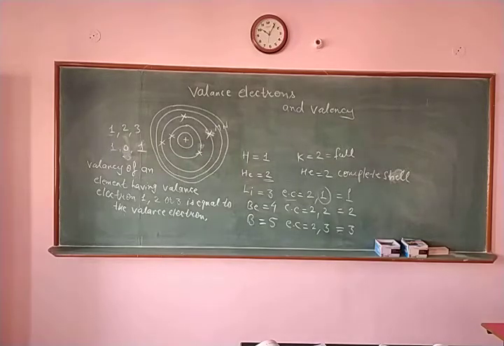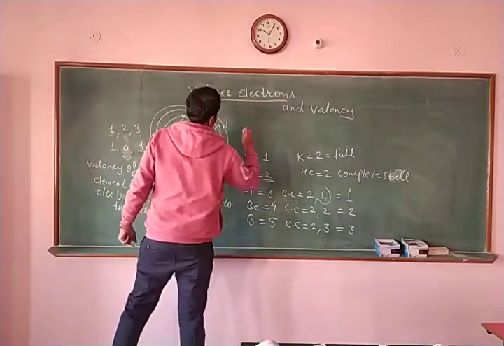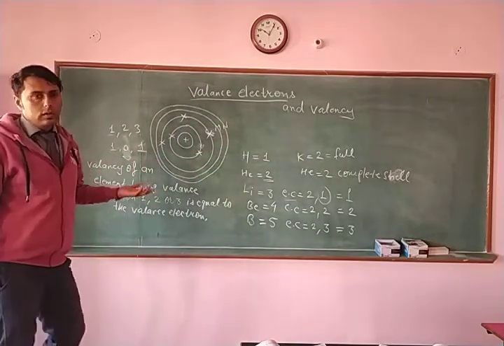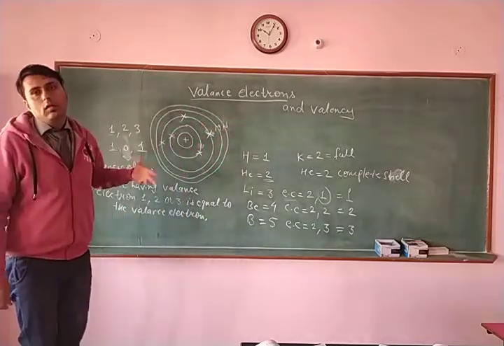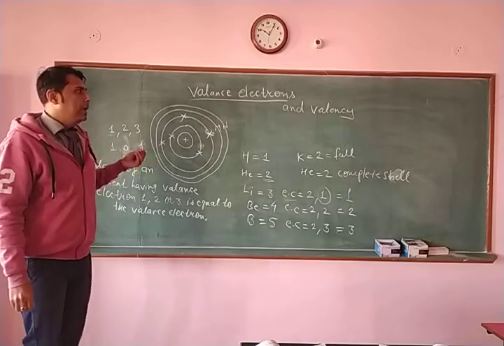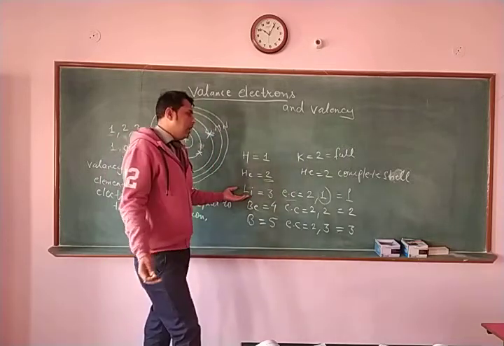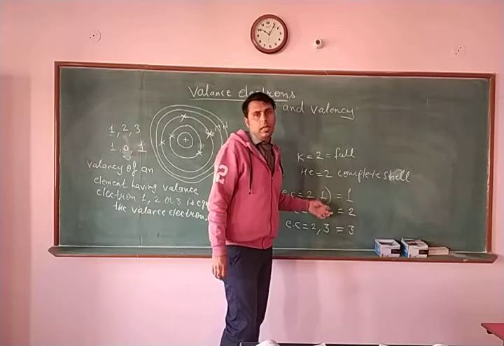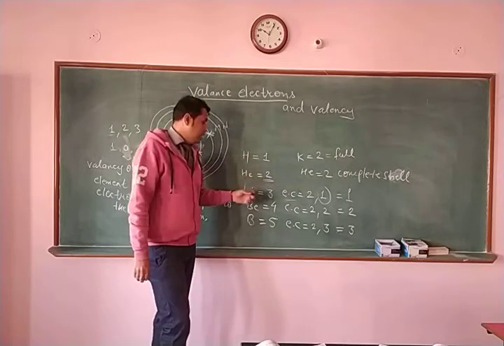Okay, so the valence electrons are the electrons which are present in the outermost shell of an atom or an element, you can say. And the valency is the combining capacity of that atom. So as lithium has 1 valence electron, what will be the combining capacity? The 1 will be the combining capacity of lithium. The valency of lithium will be 1.